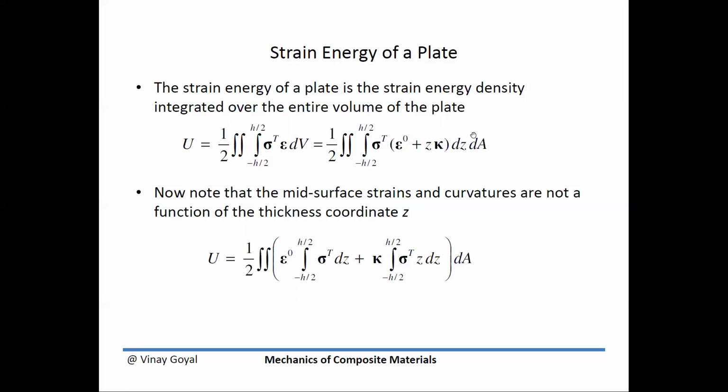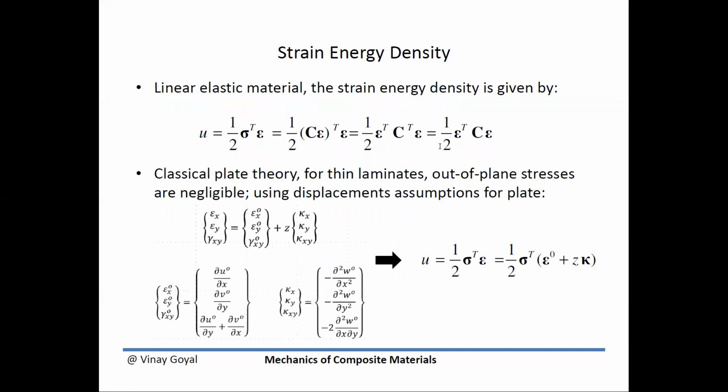Very simple procedure so far, and I hope you follow it. Now, when you look at this integral here, you'll quickly realize that this epsilon bold superscript 0 does not depend on Z. You can see here that epsilon superscript 0 depends on these strains, but these strains depend only on the mid-surface deflections U, V, superscript 0. So these deflections here do not depend on Z at all. So that's this column vector, epsilon bold superscript 0.